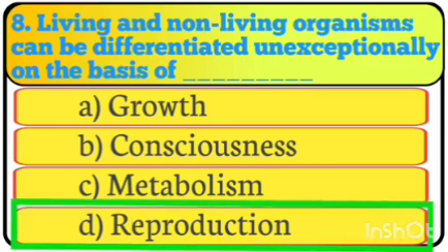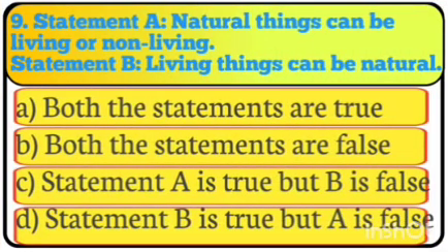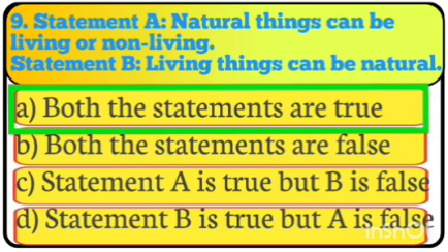Reproduction. Next, Statement A: Natural things can be living or non-living. Statement B: Living things can be natural. Options are: A. Both the statements are true, B. Both the statements are false, C. Statement A is true but B is false, D. Statement B is true but A is false. Correct answer is option A. Both the statements are true.